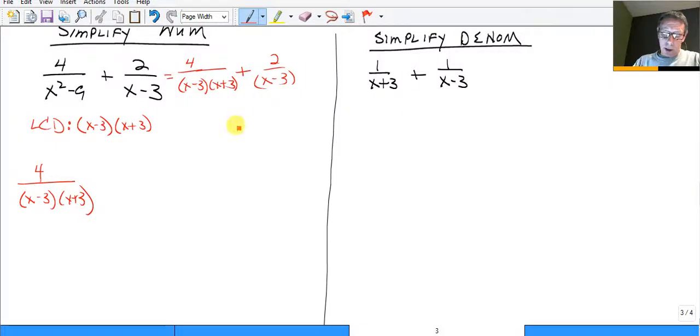Okay, and now let's look at the second term. We have 2 all over x minus 3. It needs to become a new term with x minus 3, x plus 3 as a denominator. And so it would have to multiply by x plus 3 over x plus 3. And that's going to give me 2x plus 6.